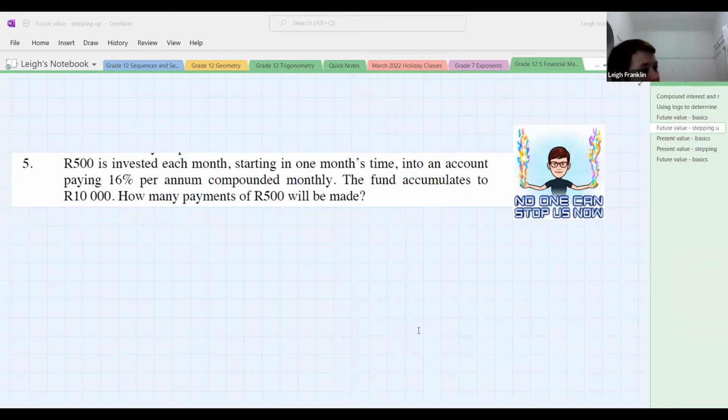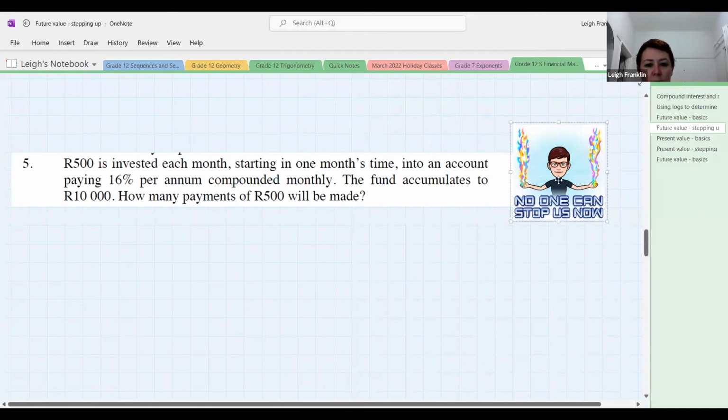So this question says 500 Rand is invested every month, starting in 1 month's time, into an account paying 16% per annum, compounded monthly. The fund accumulates to 10,000 Rand. How many payments of 500 Rand will be made? So what letter in the formula are they asking us to calculate?